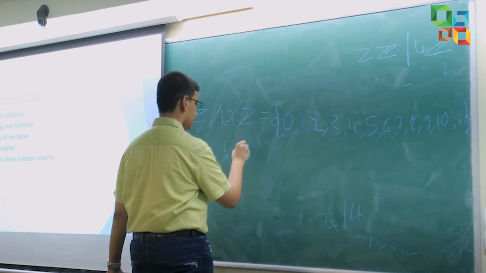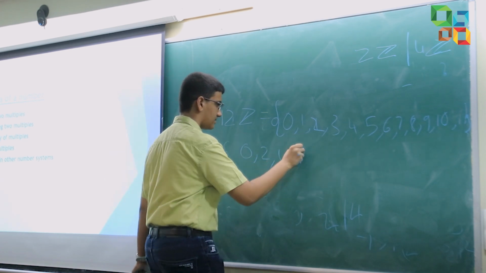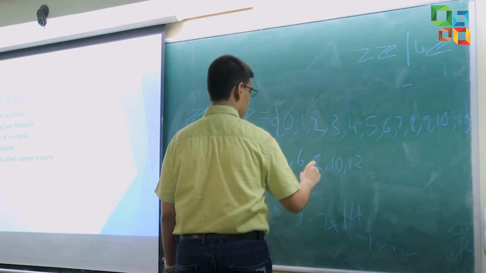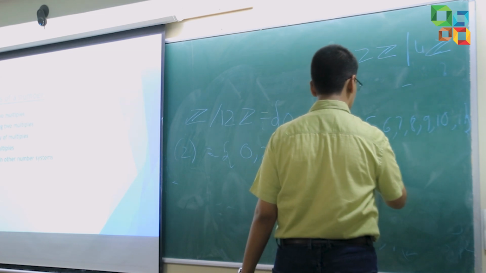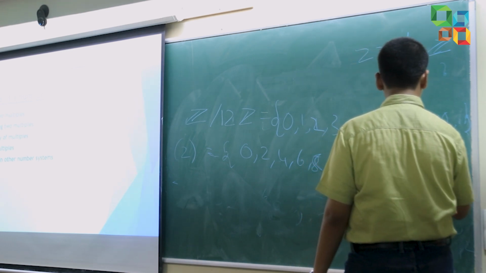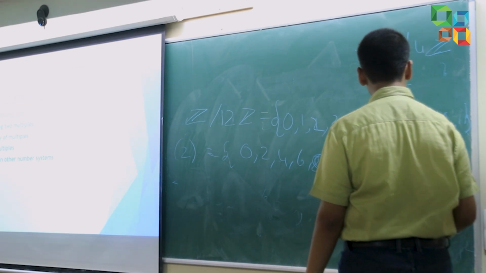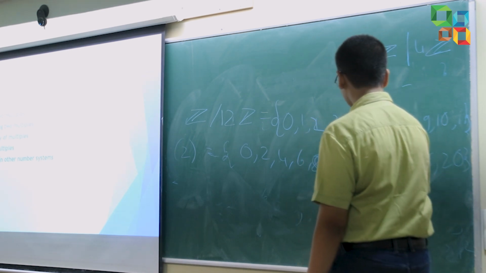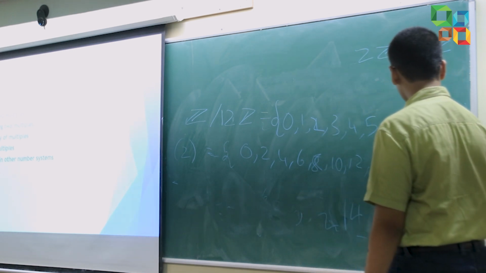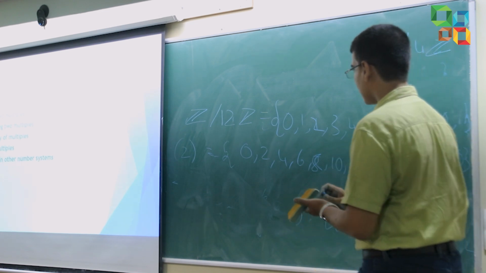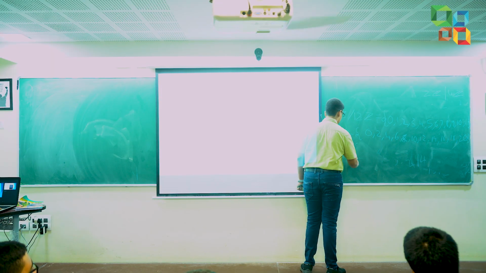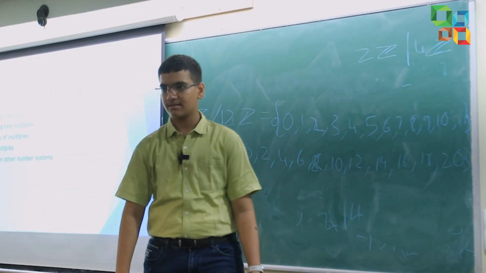Yeah, that's right. So you take 2: 0, 2, 4, 6, 8, 10, 12, 14, 16, 20. Is that it? Yeah. But then 14 is just 2, this is just 4, this is just 18, because 12 is 0 here. Now, what do you think the multiples of 5 are?